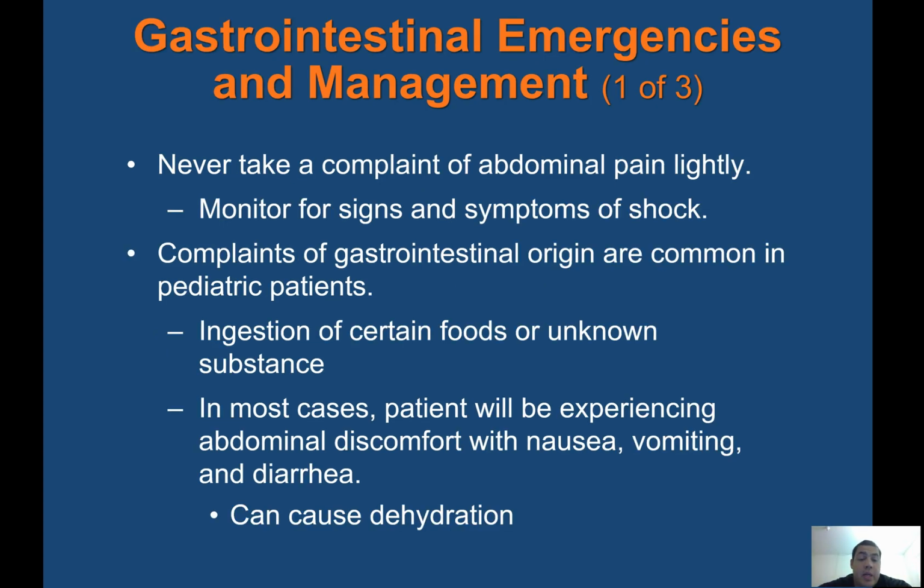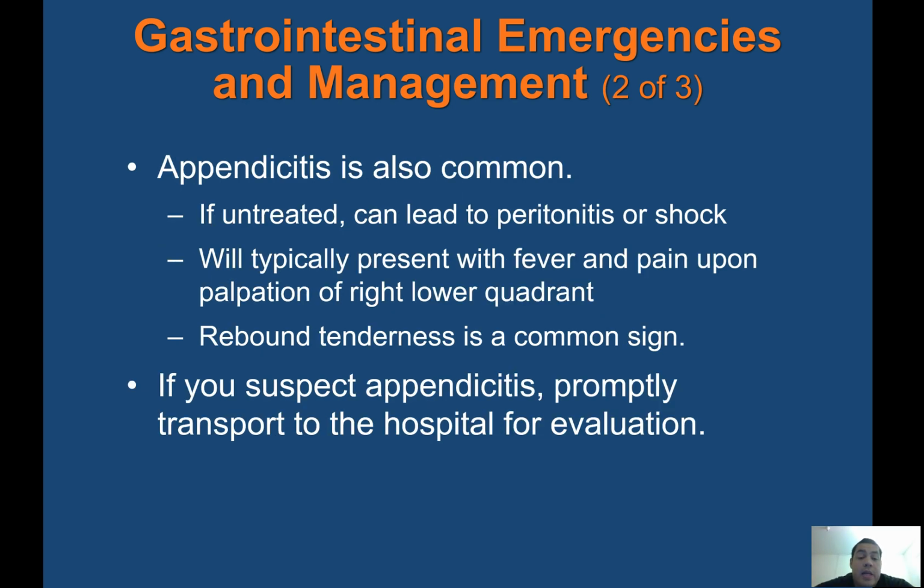GI emergencies and management: never take a complaint of abdominal pain lightly. Monitor for signs and symptoms of shock. Complaints of gastrointestinal origin are common in pediatric patients, often from ingestion of certain foods or an unknown substance. In most cases, the patient will be experiencing abdominal discomfort with nausea, vomiting, and diarrhea, which can cause dehydration.